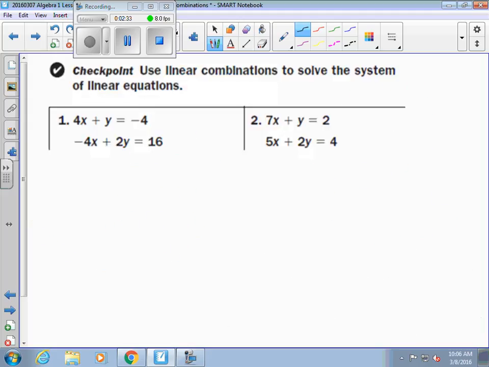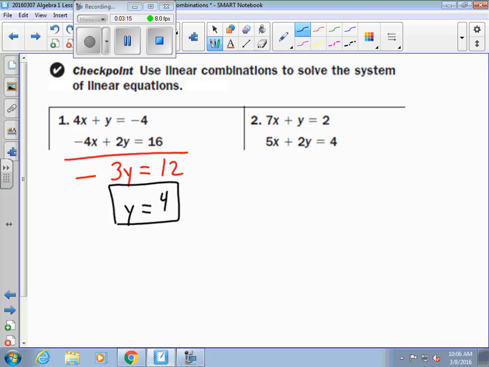Then we have two checkpoint problems, number 4 and 5. 4x plus y is equal to negative 4. Negative 4x plus 2y equals 16. Do we have opposite terms here? Yes or no? We got 4x and negative 4x. When we combine those, they eliminate. When we combine 1y and 2y, what do we get? 3y. When I combine negative 4 and 16, what do I get? 12. How do I get y by itself? Divide by 3. What's 12 divided by 3? y's value then is 4.